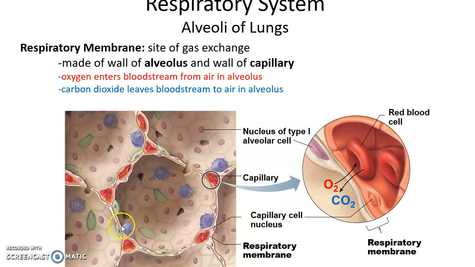Here again, another view of an alveolus. Here's the pulmonary capillaries. When you take a close-up look of this, you see what is called the respiratory membrane. The respiratory membrane is where the external respiration occurs. This is made up of the wall of the alveolus and the wall of the capillary, so that's 2 cells thick, 2 simple squamous cells, thin cells thick. And this thinness is important to allow oxygen to diffuse into the bloodstream and carbon dioxide to diffuse out of the bloodstream.